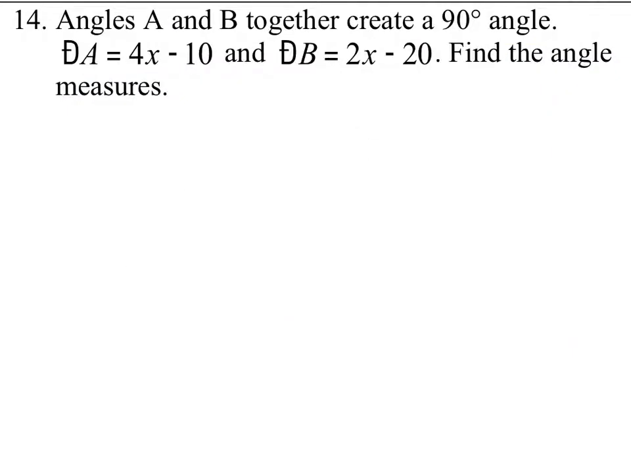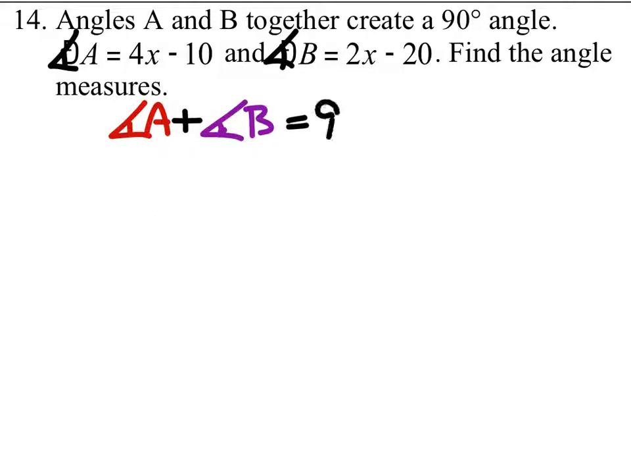Angles A and B together create 90-degree angles. So what type of relationship is this? Complementary. By the way, that should be angle A. That just didn't come out right in the conversion. So angles A and B are complementary. They told us what the two angles are. We just need to find the angle measures. So we're going to take angle A and angle B, and if we add these two together, we should get 90 degrees.